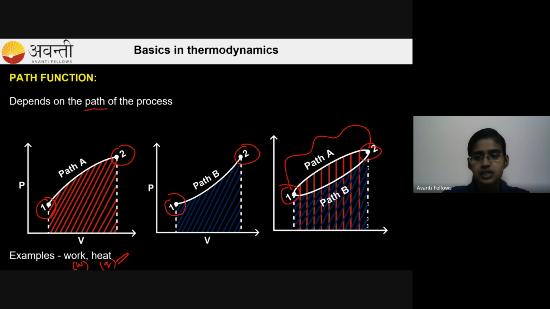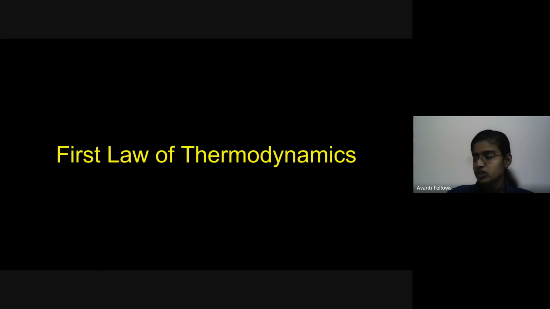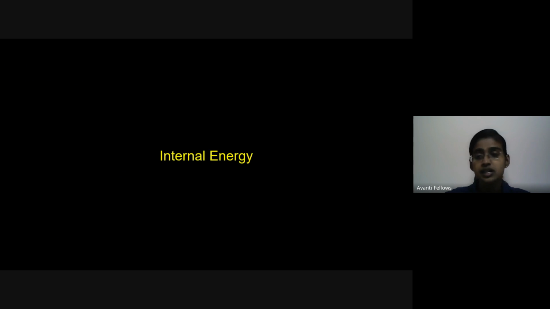Now let's go with the next topic, a very important topic, which is the first law of thermodynamics. Before deriving the law, we will discuss one term, that is internal energy. Internal energy is represented by the letter U, and there are many properties we need to know about it. We will discuss those properties first, and then we will come to the formulas.